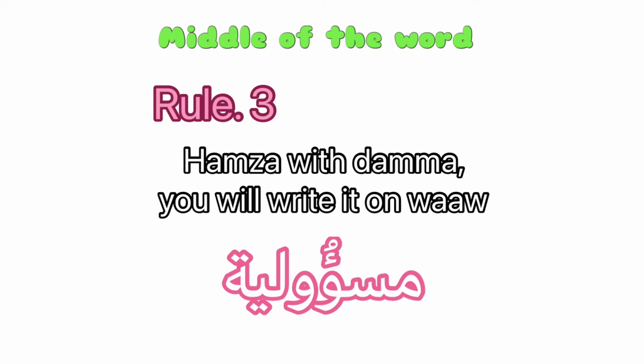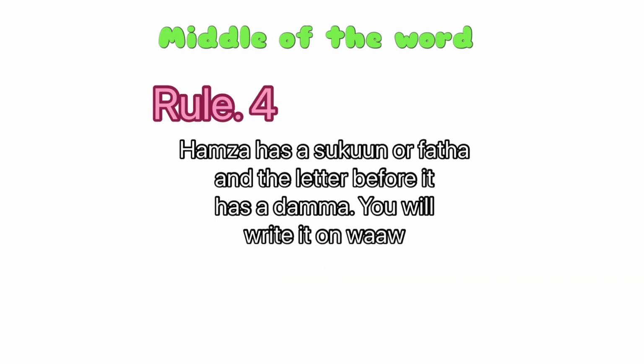Mas'uliyah. Rule number 4: when you see a hamza has either a sukoon or a fatha and the letter before it, I know I've already told you rule number 1. If you see a hamza that has a fatha, straightforward, you're gonna write it on an alif. But if you see the letter before it has a dhamma, then you will write it on a waw, such as mu'min. Mu'min means a believer. There is a dhamma on the meem, that's why the hamza is gonna be carried on a waw.